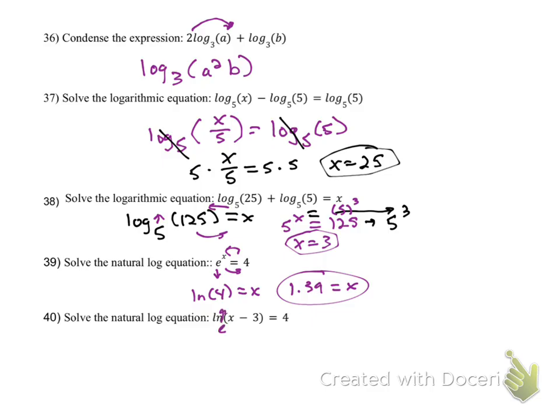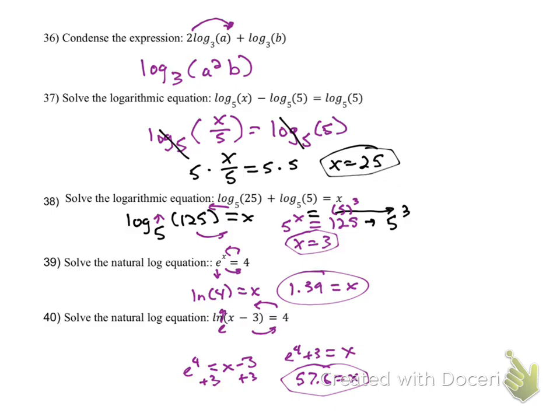40, need to bring up the e, hook, e to the 4th equals x minus 3. All right, we had to take it from logarithmic form to exponential form. Then I want to add 3. So e to the 4th plus 3 is going to equal that x. E to the 4th plus 3 gives us 57.6.